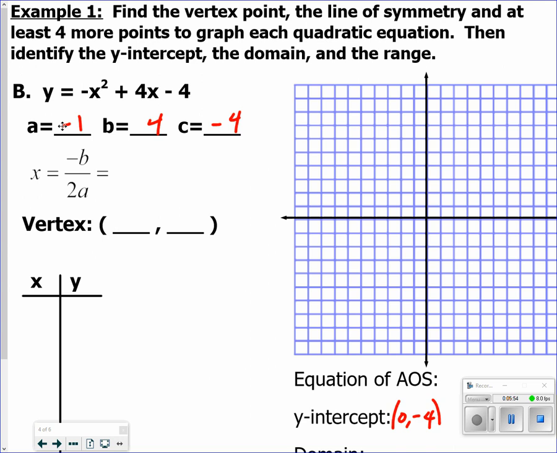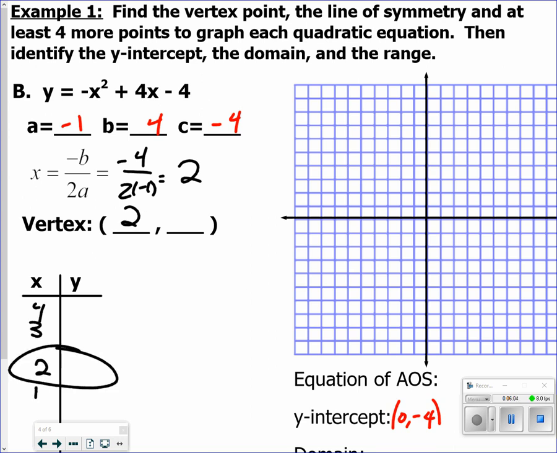X equals negative B over 2A. So negative 4 over 2 times negative 1. So I end up getting positive 2. So I'm going to put positive 2 in.